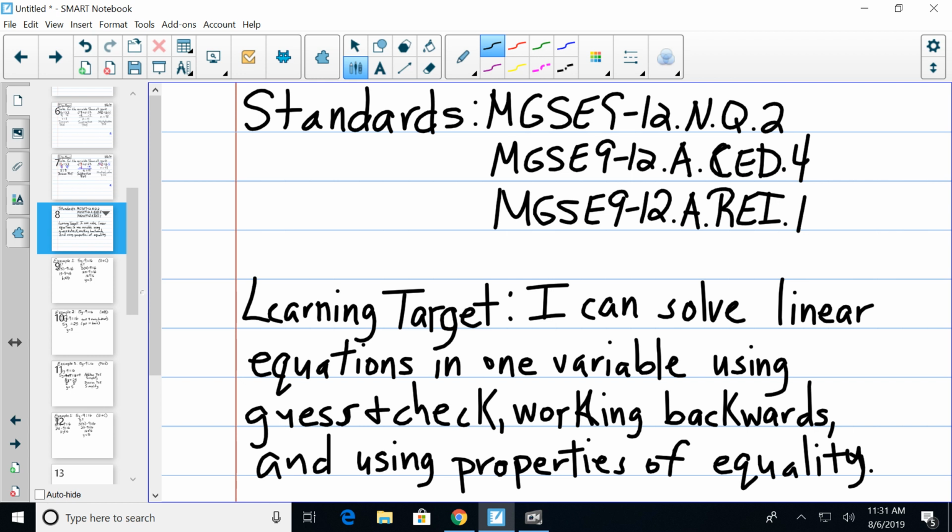The learning target for today is I can solve linear equations in one variable using guess and check, working backwards, and using properties of equality. All right, so I am going to show you an example of all three methods. Now, you do not have to use all three when you are doing work, but I must show you all three. You will be required to do all three in your practice. After today, you can decide which method works best for you, and that's the one that you can use. Okay?